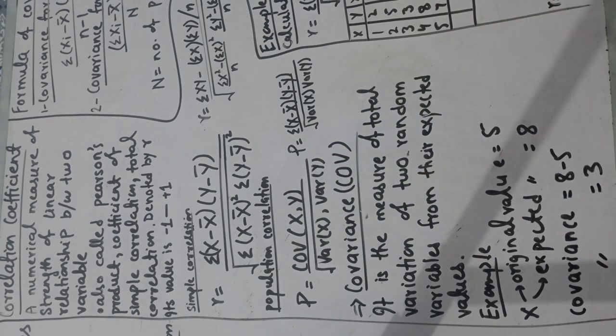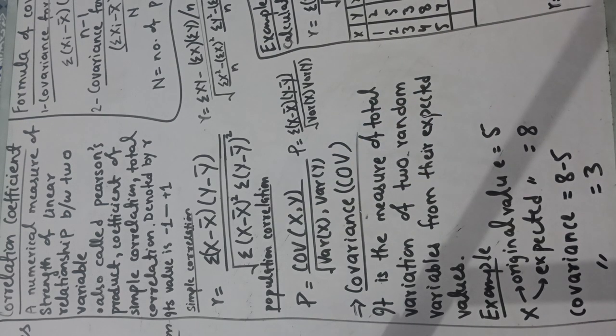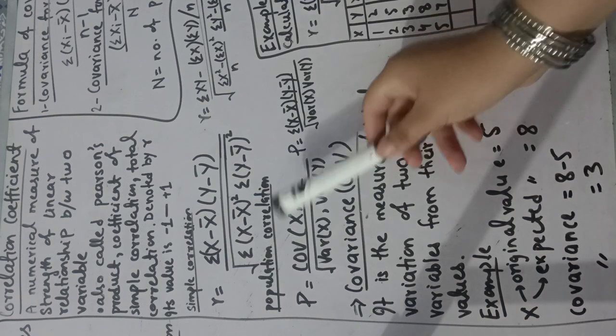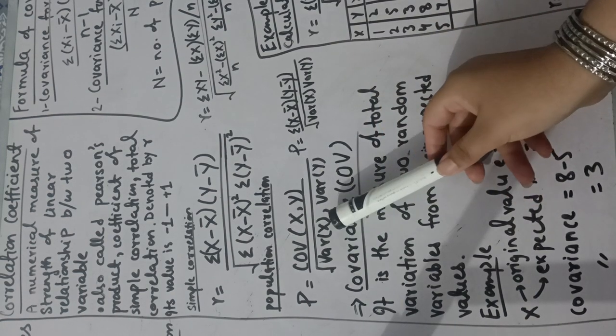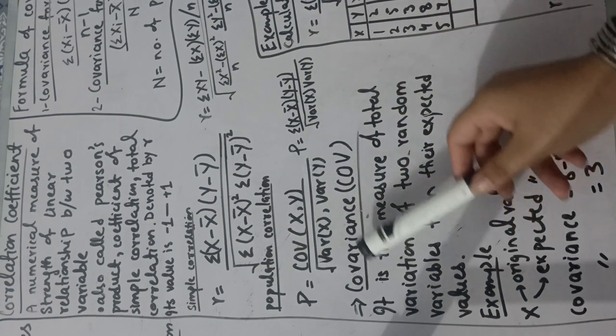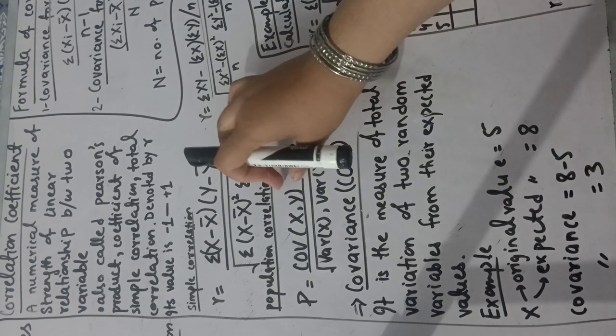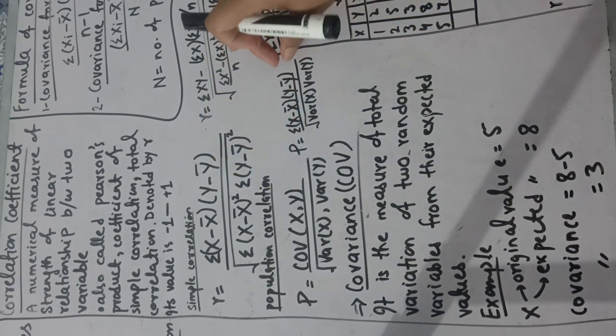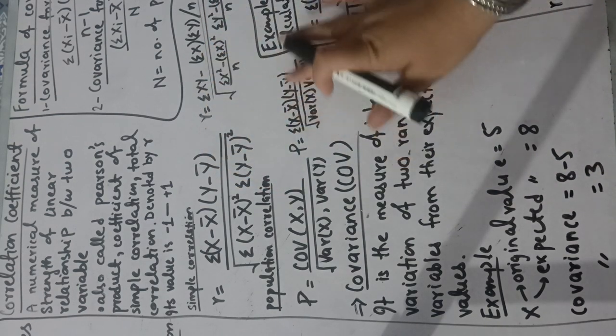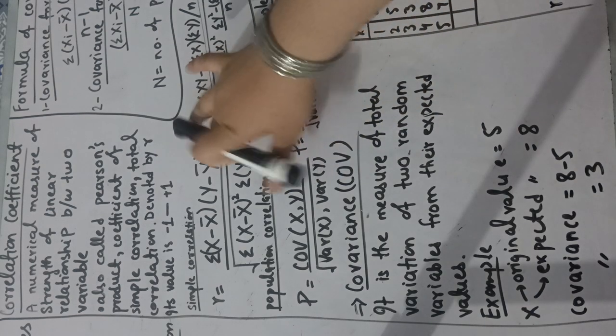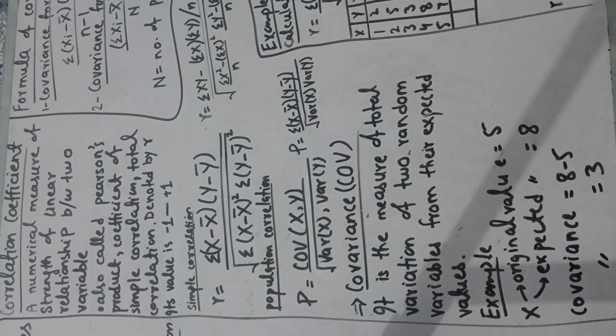COV is the covariance. It is the covariance of x and y divided by the square root of the variance of x and the variance of y. So this is the covariance, it is representing the covariance, and here are the variance of x and variance of y.